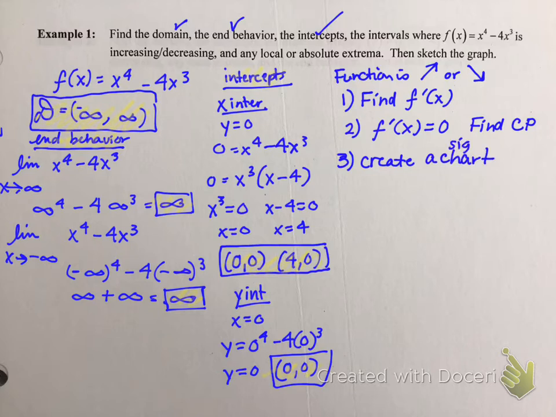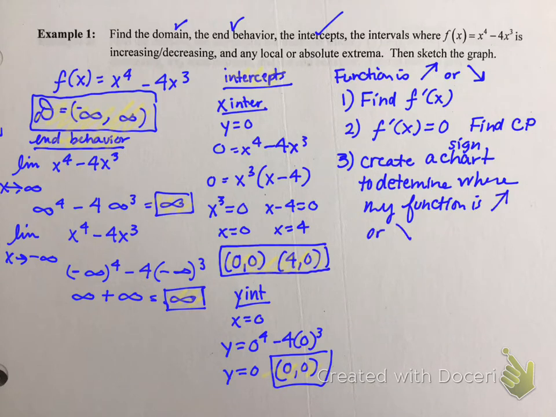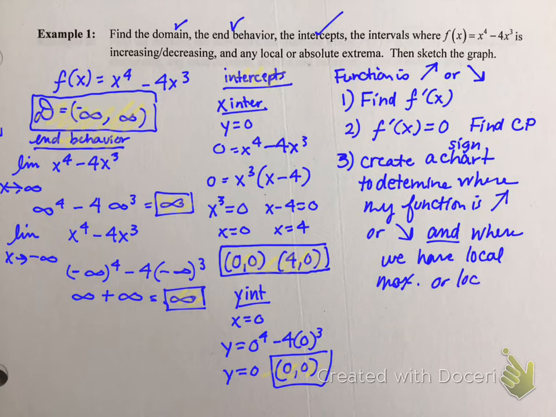And it's called a sign chart to determine where my function is increasing or decreasing and where we have a local maximum or a local minimum. Okay, so those are going to be my steps.